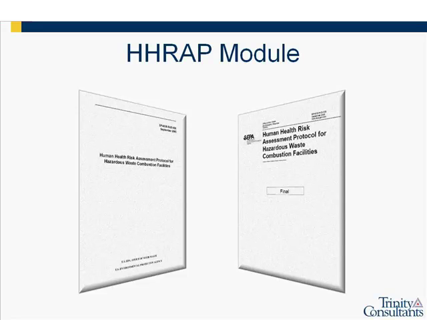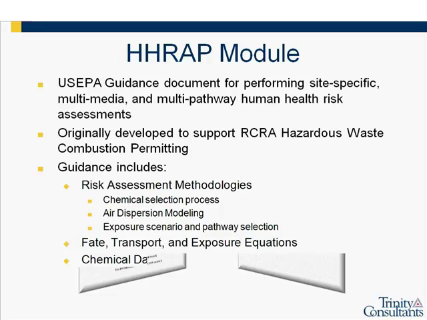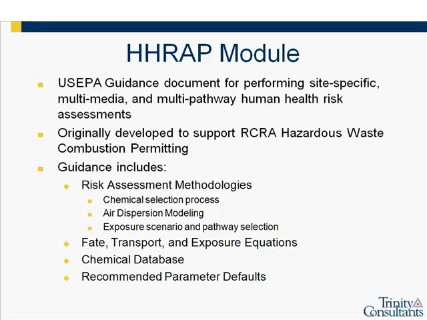Let's discuss specifically on the HRAP module. The HRAP guidance document is a US EPA document that was originally developed to support combustion permitting under RCRA. The guidance document was finalized in 2005 and the use of that document is growing significantly and fairly recently.